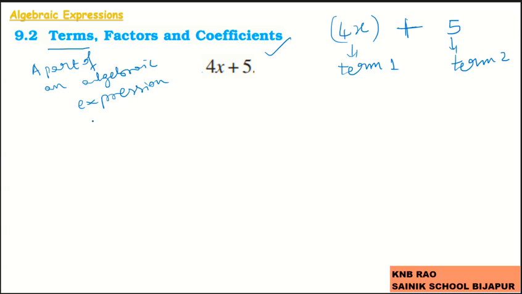And very important, along with its sign. So here you could see what is the sign of 4x. The sign of 4x is in front of it. There is nothing, which means plus sign, so it's positive. And here 5, what is the nature of 5? In front of that is plus. So I have two terms, positive 4x and positive 5, in this given algebraic expression.